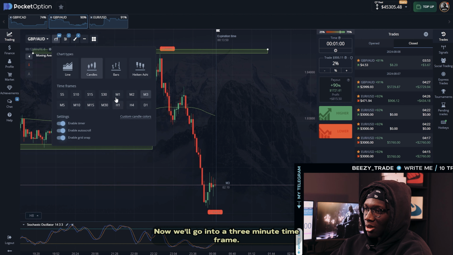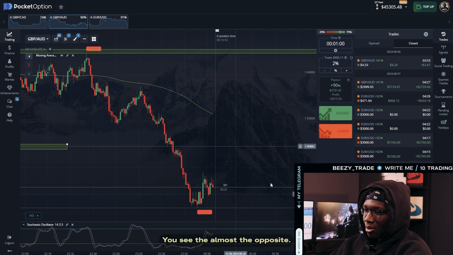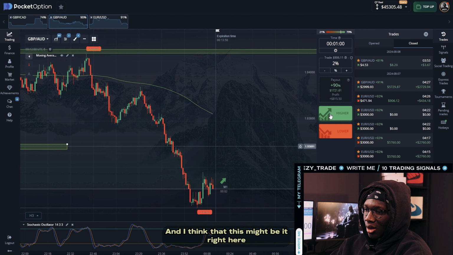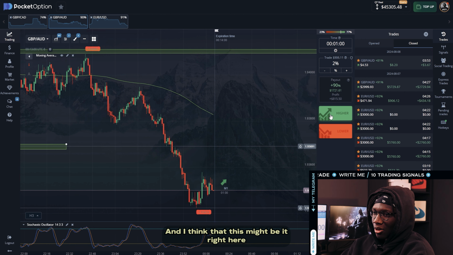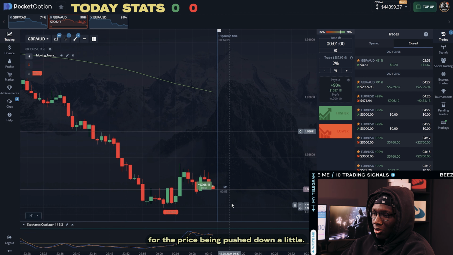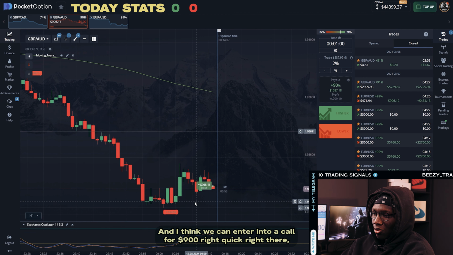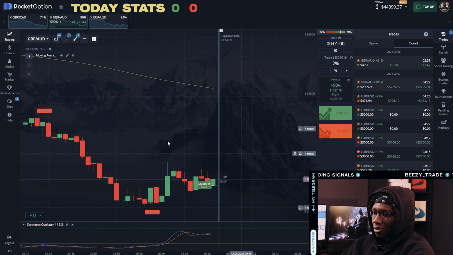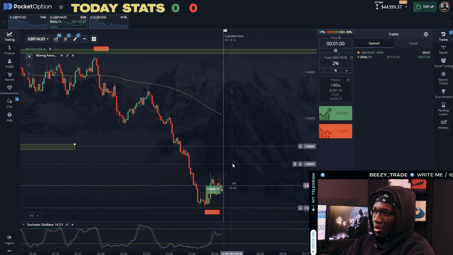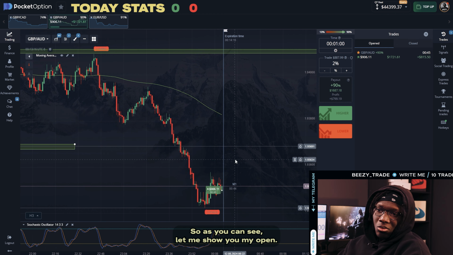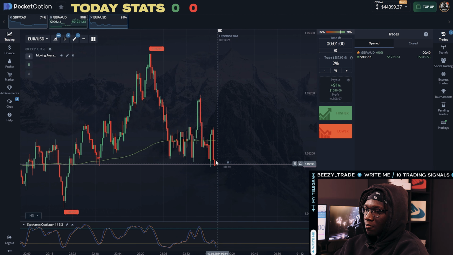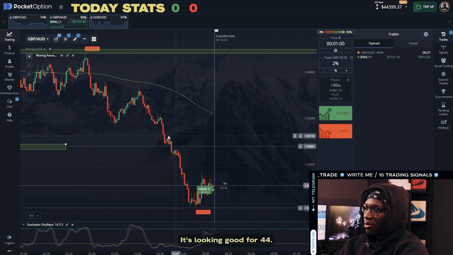Now we're going to a 3-minute time frame. You can see they're almost the opposite, but right now we're just waiting for that turnaround point, and I think this might be it right here. See that price being pushed down a little, and I think we can enter into a call for $900 right quick right there. Quick little 1-minute time frame. So as you can see, let me show you my open trade right there. It's looking good for 44.